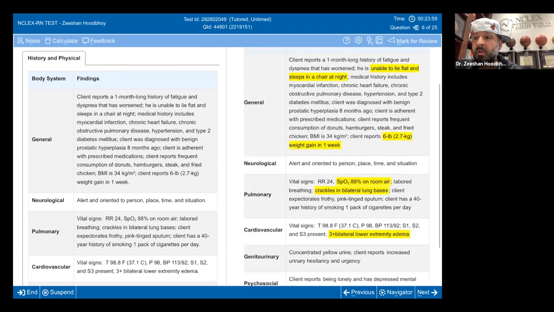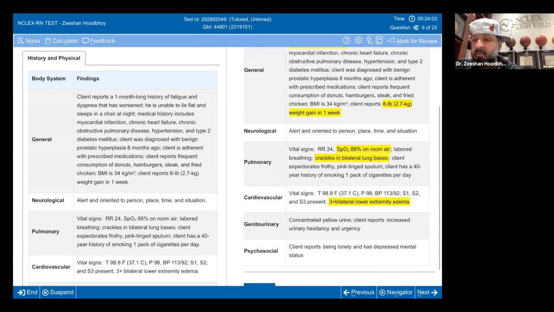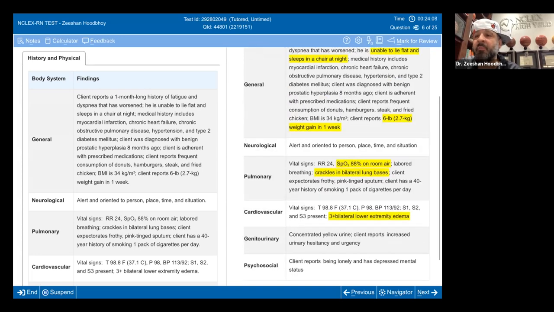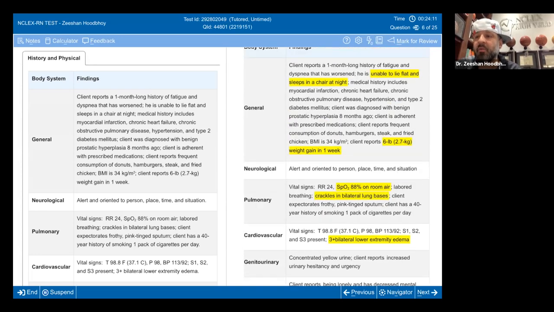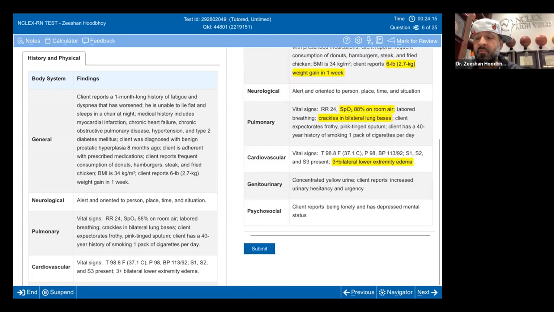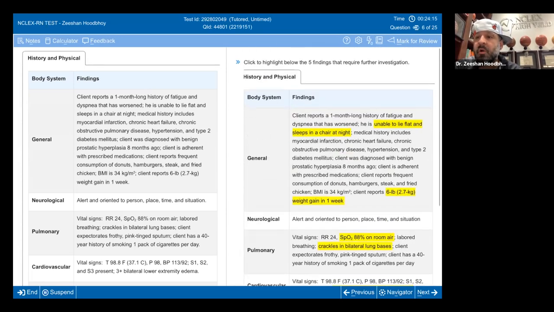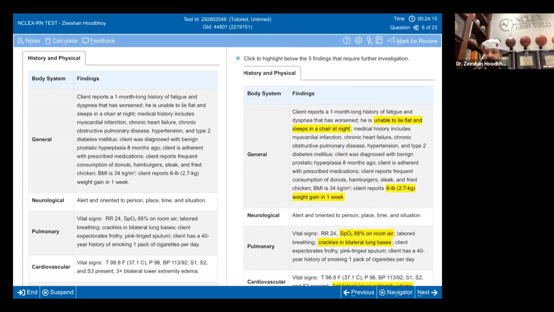So what do we got here? 1, 2, 3, 4, 5. Yeah, S3. Well, we already found 5. They'll give you the options to highlight. So you just got to kind of go through and pick them out. But yeah, those are the 5 that I would choose as further investigation. So again, unable to sleep at night or lie flat, 6 pound weight gain, oxygen is low, crackles on lungs, bilateral edema, right?